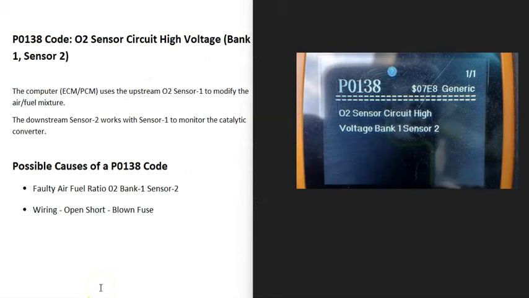So today I'm talking about a P0138 code, what it is and how you go about fixing it. And so what is a P0138 code? Well, it's an O2 sensor circuit high voltage Bank-1 Sensor-2. And what does this mean?